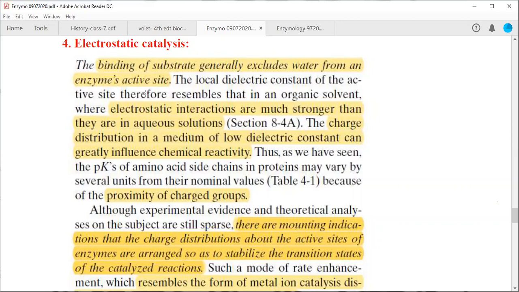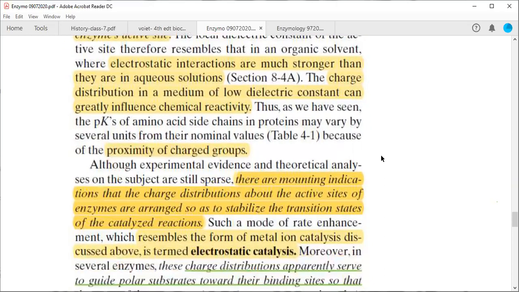If you are able to understand this, it is very understandable. The charge distribution in a medium of low dielectric constant, for example an organic solvent, can therefore greatly influence the chemical reactivity, because the electrostatic interactions are much, much stronger in organic solvents, or in a low dielectric constant.